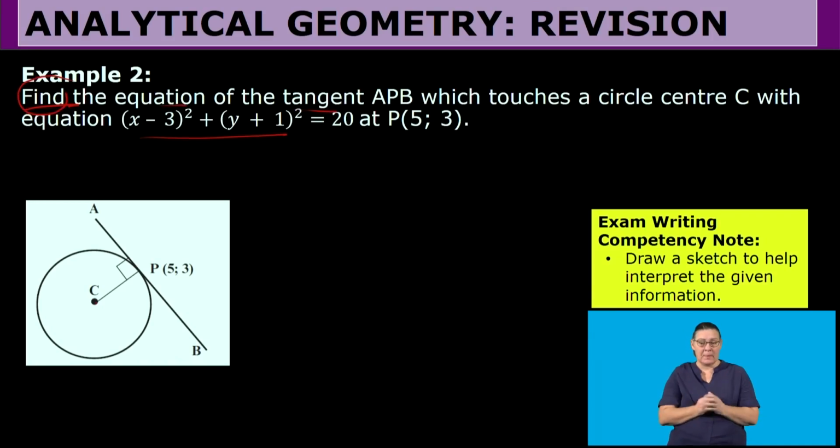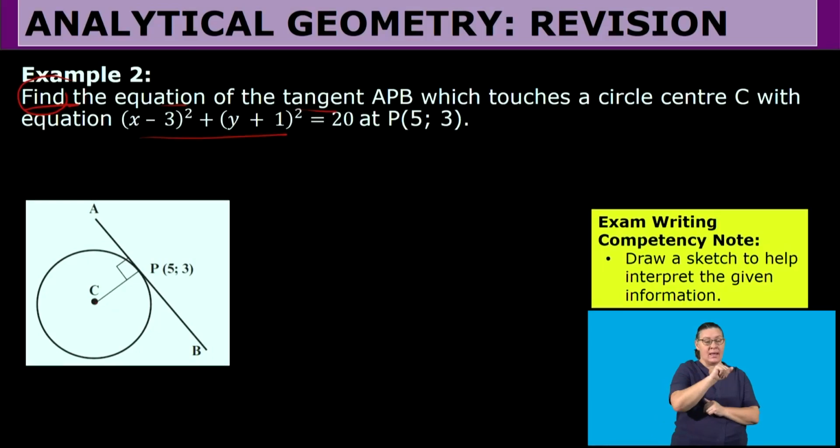Now when you start thinking about a tangent, remember tangent is a straight line. So when they're asking you to find the equation of APB, they're asking you to find y equals mx plus c, which means you need a gradient and you need a y-intercept. This line APB is touching the circle at the point 5 and 3. All this information is given on the diagram.